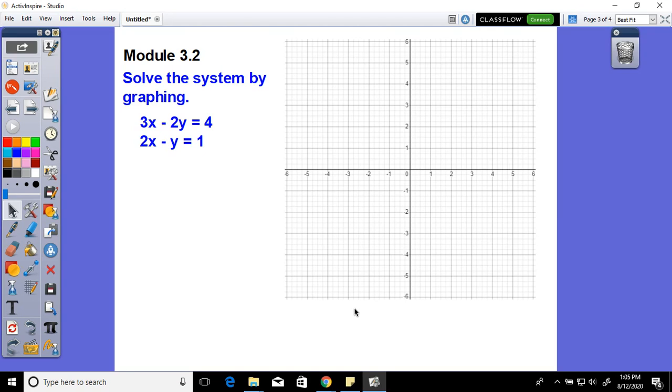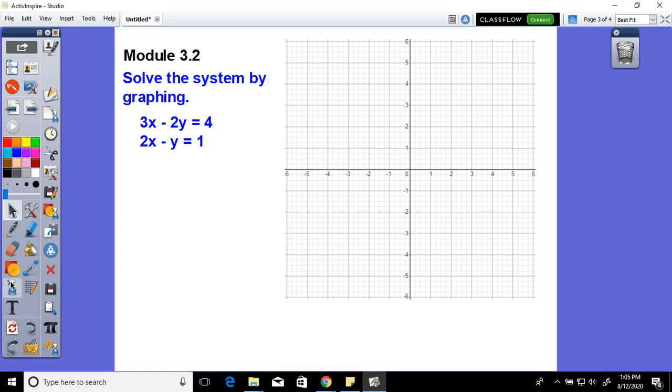All right, so here we are. We have a system of equations. We have 3x minus 2y is equal to 4, and 2x minus y is equal to 1. We need to solve this system by graphing. So what we're going to do is graph each equation individually.